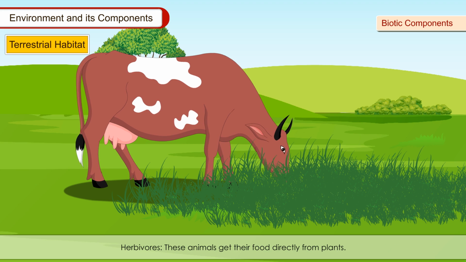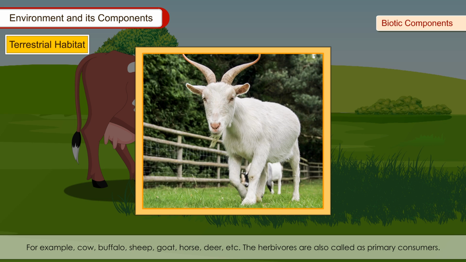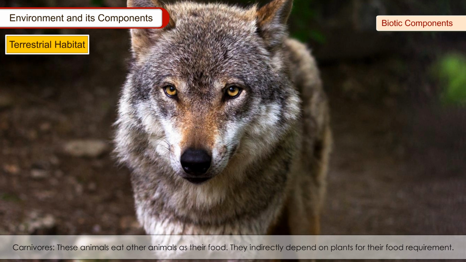Herbivores. These animals get their food directly from plants. For example, cow, buffalo, sheep, goat, horse, deer, etc. The herbivores are also called primary consumers.